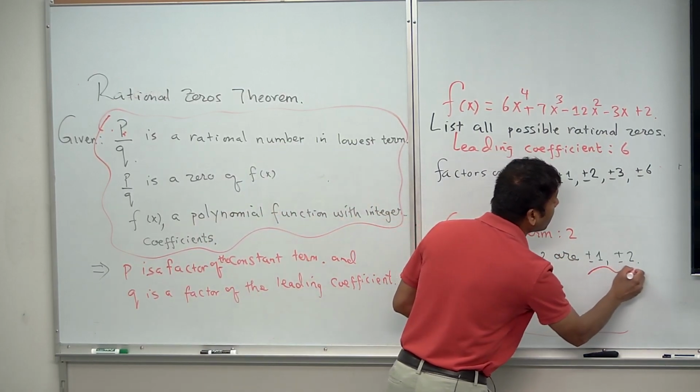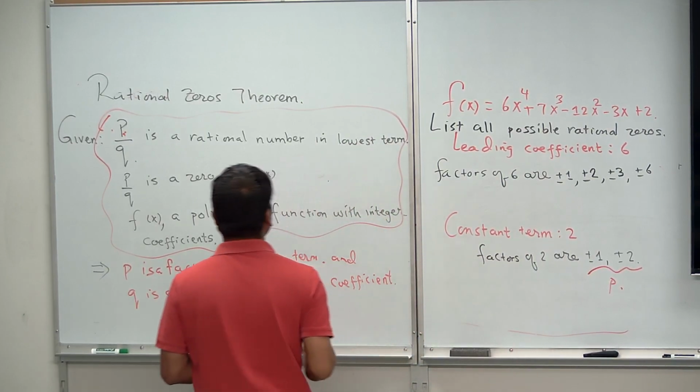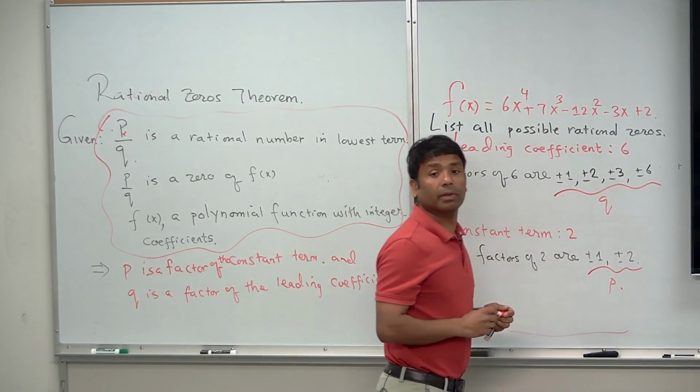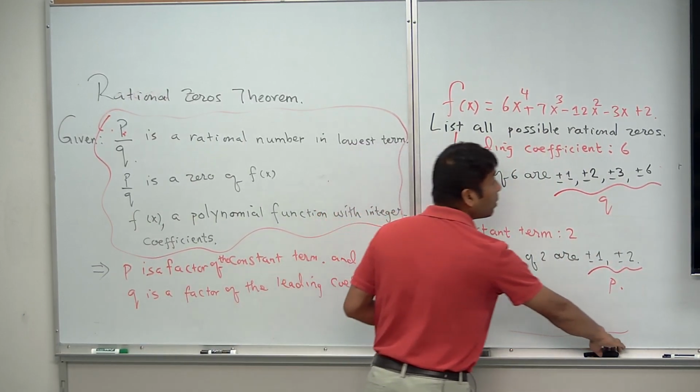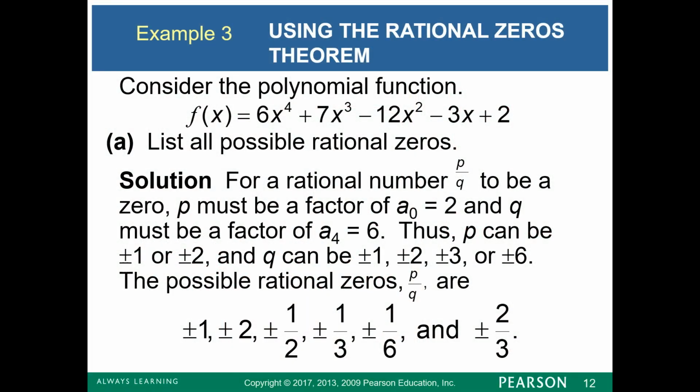So these are denoted by P. And Q is the factor of the leading coefficient, so these are denoted by Q. That makes sense? Now you find P over Q. If you look at the slides, I can show you. Look here. You divide P by Q. Divide plus or minus 1 by plus or minus 1, you will get plus or minus 1. Divide plus or minus 1 by plus or minus 2, you will get plus or minus 1/2.